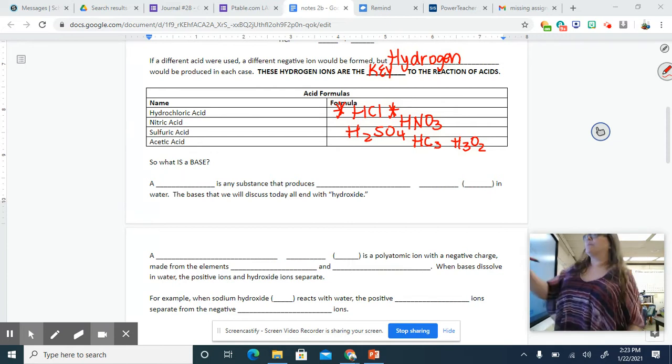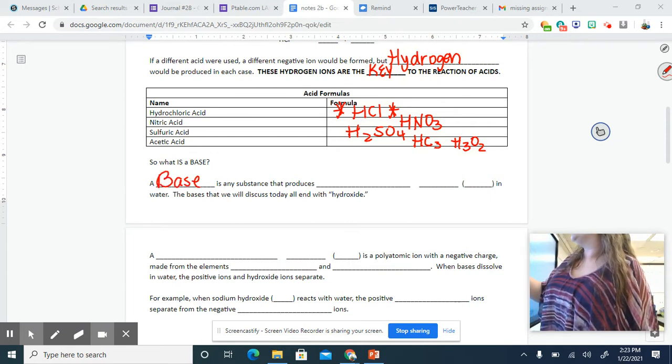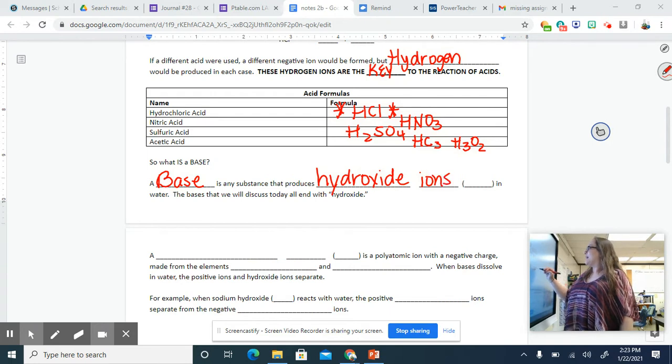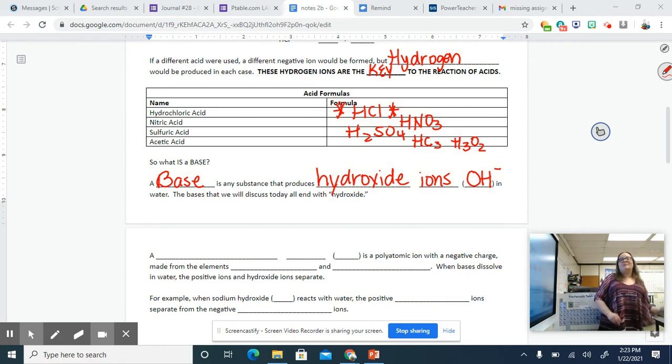What about a base? A base is any substance that produces hydroxide ions. And we write that as OH, and it's negative in water. So the bases that we're going to talk about today are all something, something hydroxide. Because that is the key to bases, those hydroxides. Now, how in the world are you going to remember this? It's really dumb, but it works.